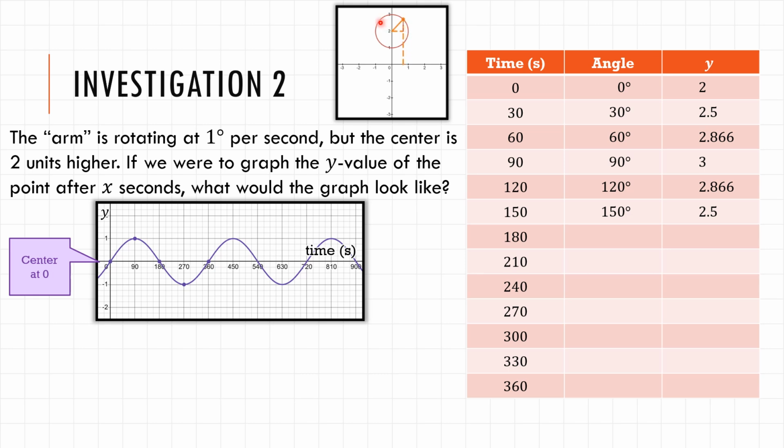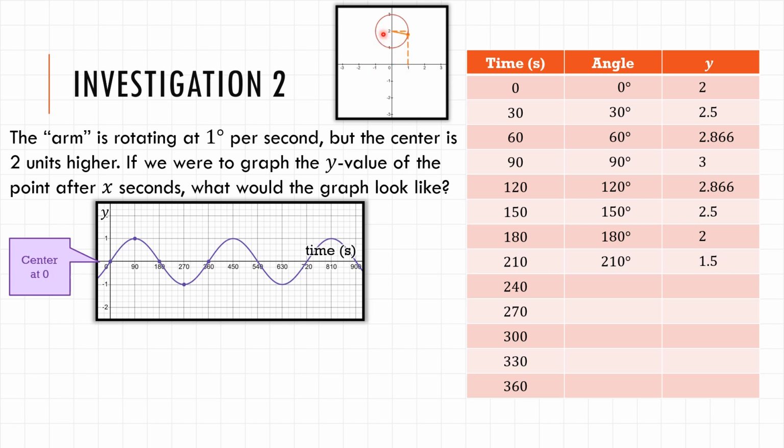After this would be 150 degrees, so right over there. That would be 2, plus this distance, which is 0.5. And then after that, after 180 degrees, it's over here, which is 2 units. Now it's back at the center line of the circle. Now it's going to start its rotation downwards. 210 degrees would give it a height of 1.5.